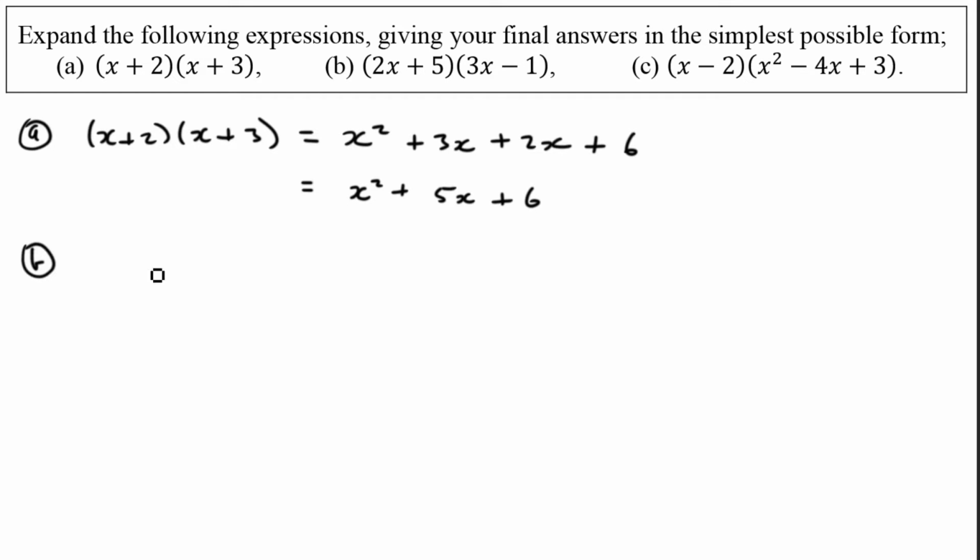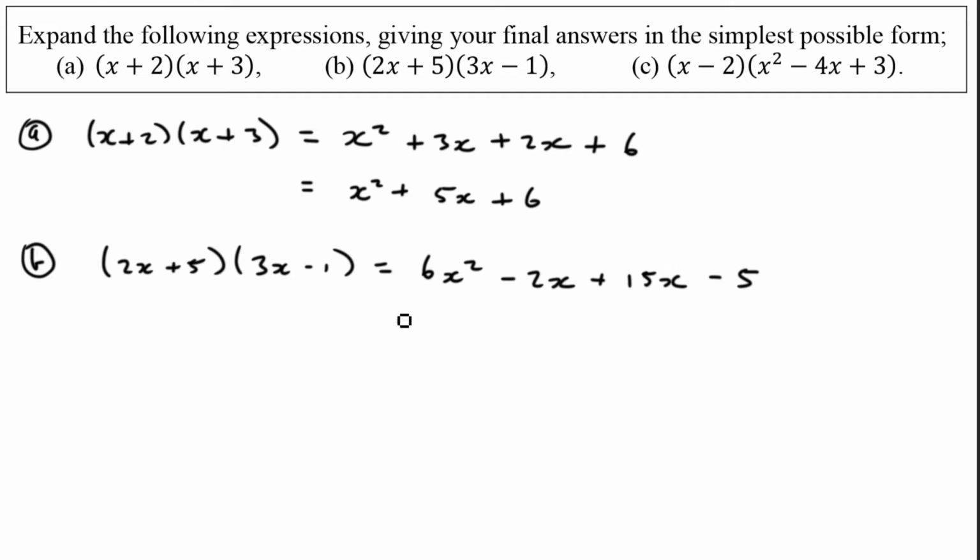In part B, we have to expand 2x plus 5 multiplied by 3x subtract 1. So this example shows you that you don't just have a single variable in every case. 2x times 3x is 6x squared. 2x times negative 1, we'll have to subtract a 2x. 5 times 3x, we will have 15x, and 5 times negative 1, subtract 5. So as a final answer, we would have 6x squared plus 13x subtract 5.